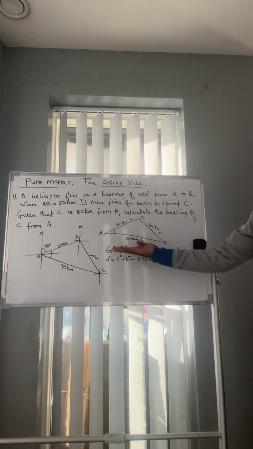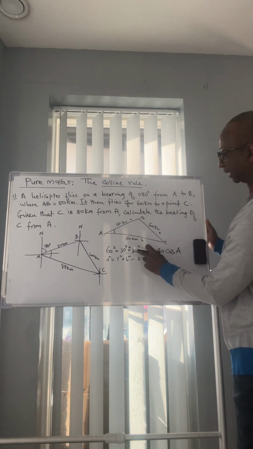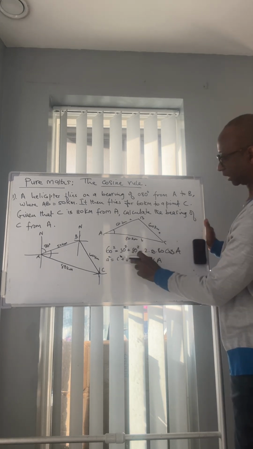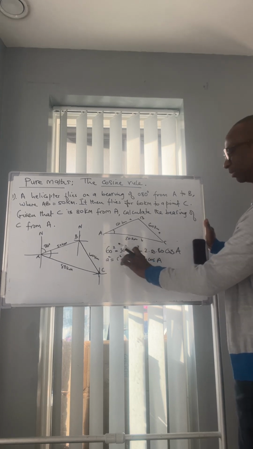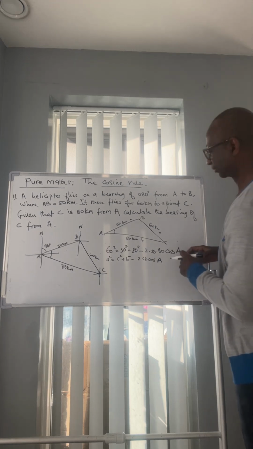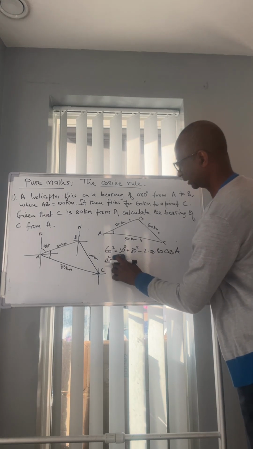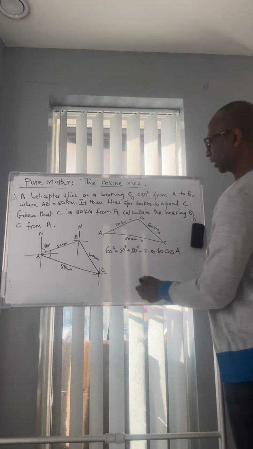This is what we have just applied here. I could have said 80 plus 50, or B plus C, B squared plus C squared. But it's addition, so it doesn't matter which one comes first. They're all the same. So we just need now to solve this one.